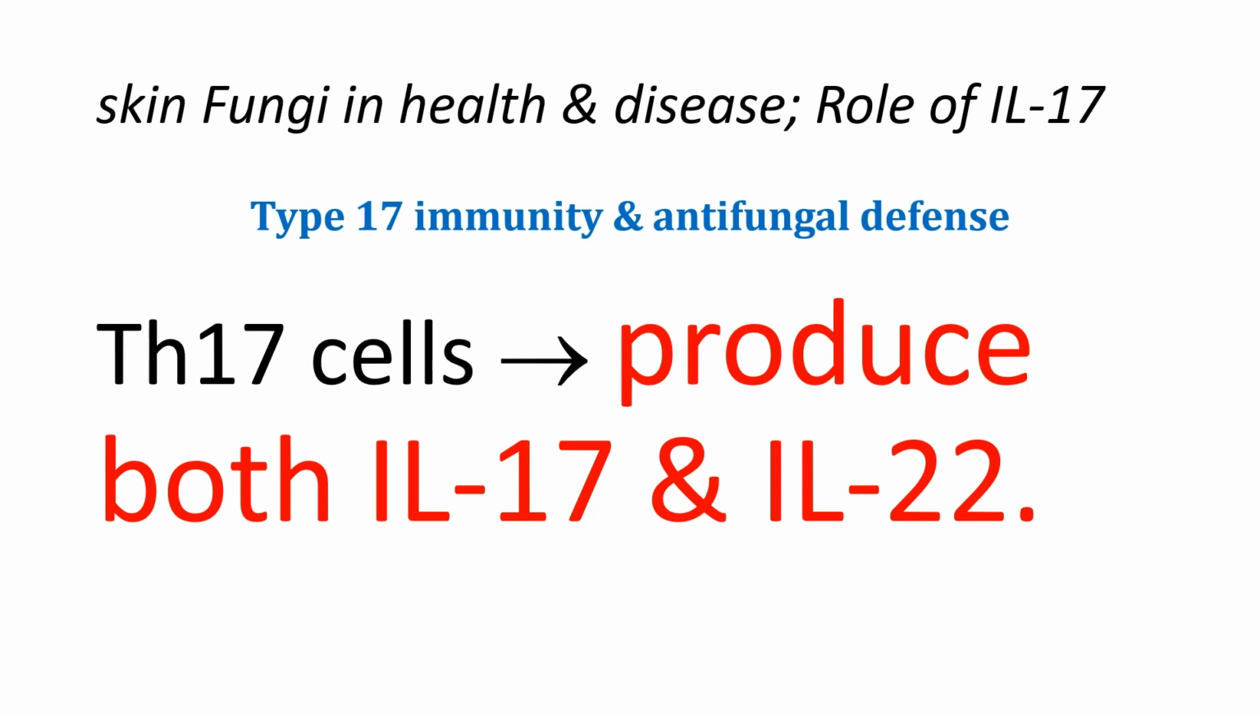The protective effects of interleukin 17 are at least in part shared with those of interleukin 22. T helper 17 cells which target skin fungi often produce both interleukin 17 and interleukin 22. And in a model of oral candidiasis, it was suggested that interleukin 17 receptor expression may be enhanced by interleukin 22.